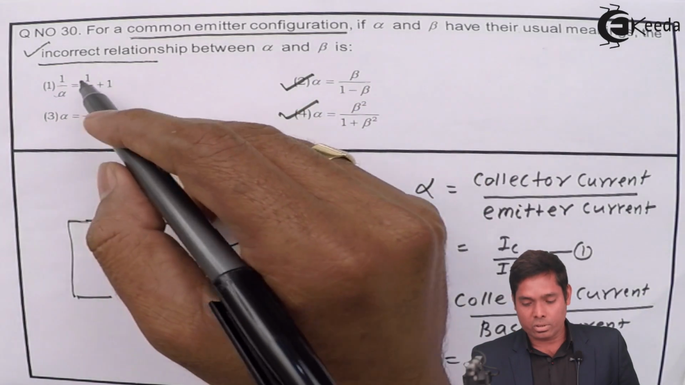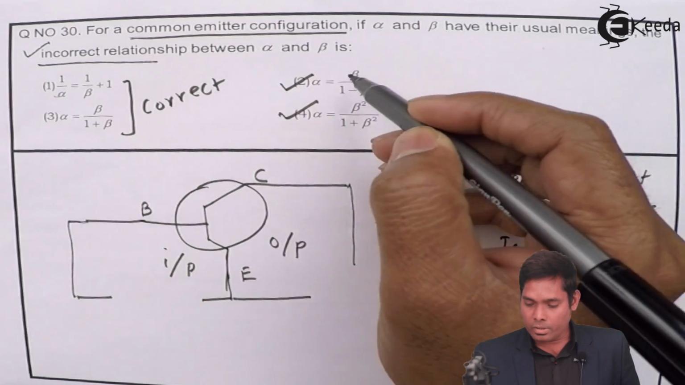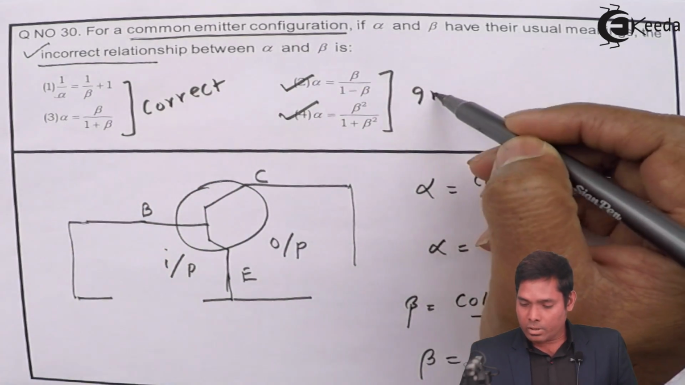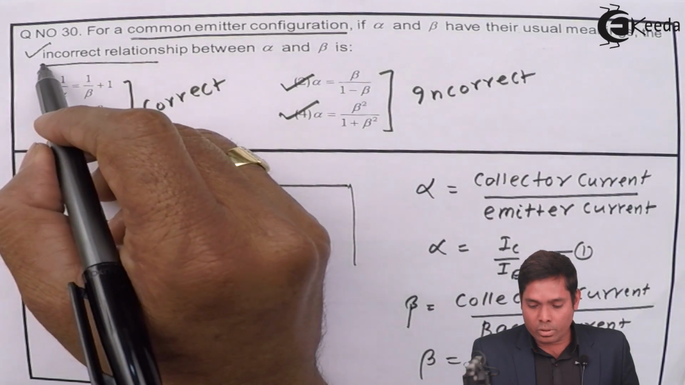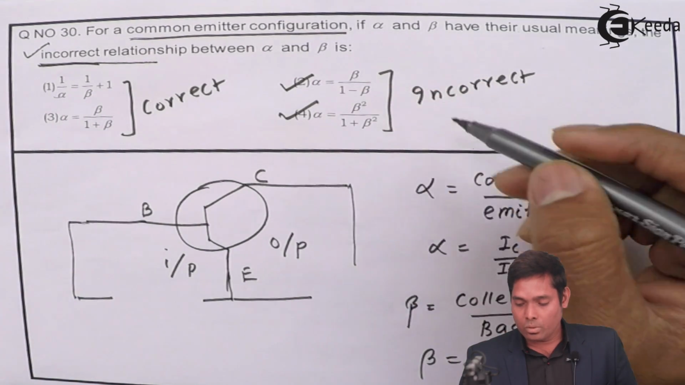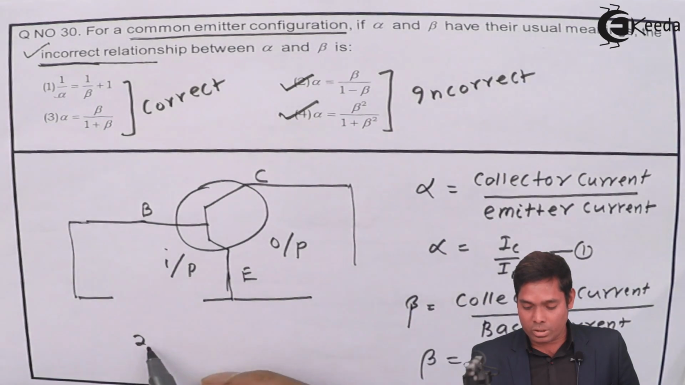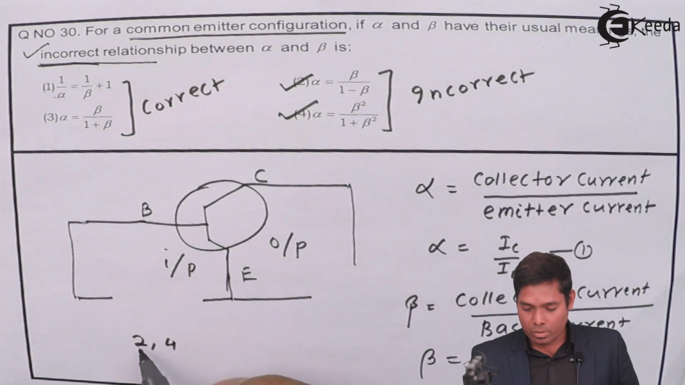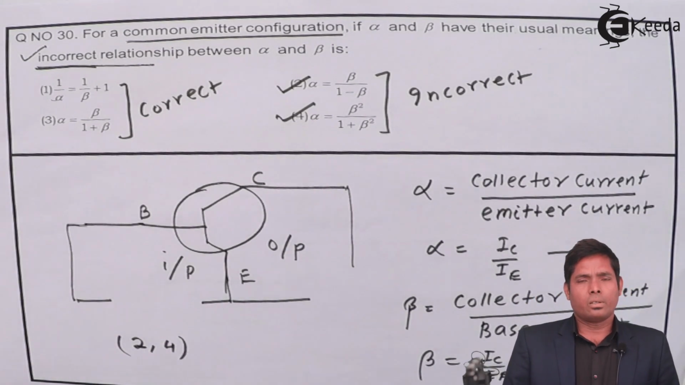These are the correct relations. These are correct. These are incorrect. And we have to choose the incorrect ones. So these are the two options which are incorrect. The answer to this question is 2 and 4. This is the answer to this question. Okay. Thank you.